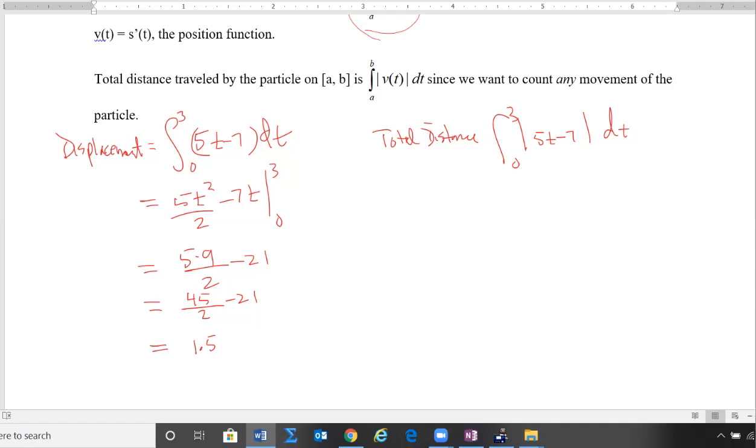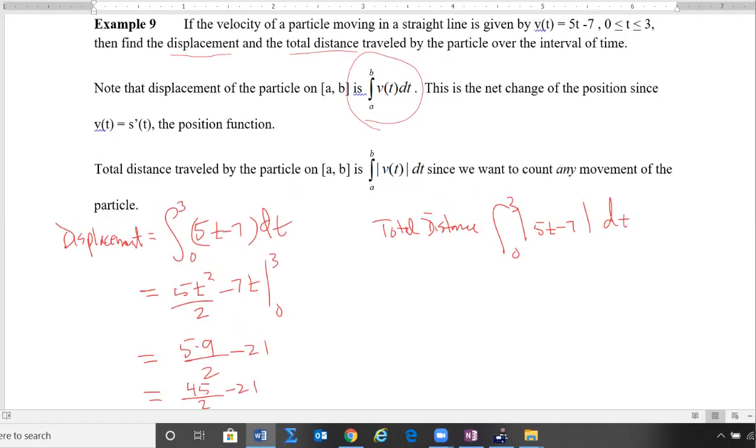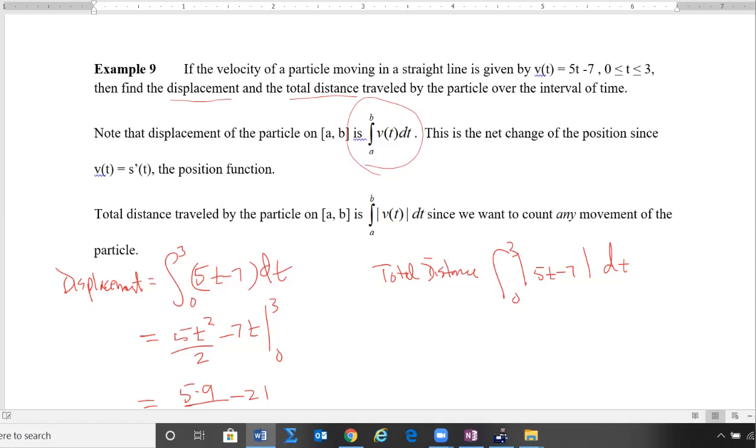Okay, total distance. Now we've got to be careful with this one because we want the absolute value here, because some of these values would be negative. We don't want that to contribute negatively to our total distance traveled. Let's put it that way.